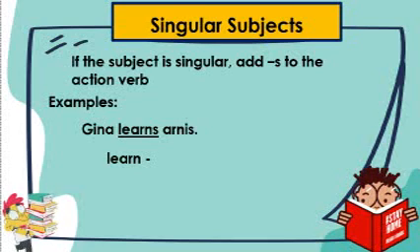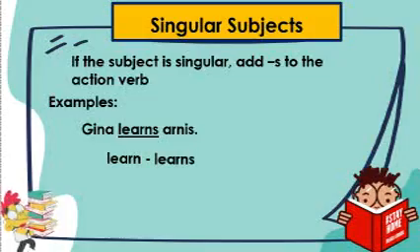We have here, Gina learns our niece. So our verb is learn. We have there Gina, and Gina is only one person. So that means we are going to add S to the verb, which is learn. That's why Gina learns our niece is our example. Learn, and we add S, that's why it becomes learns.